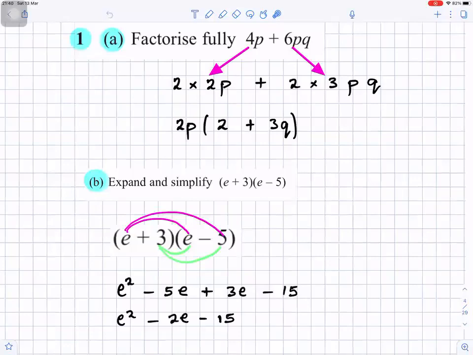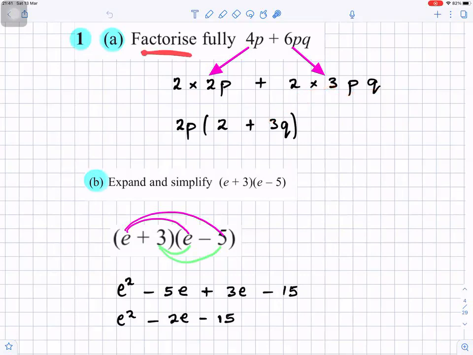For question number 1, to factorize fully, we can write 4 as 2 times 2 and write 6 as 3 times 2. And we look on the left term. There's 2 there and there's p there. And on the right side, there's 2 there and there's also p there. So that can come out of the bracket. And what is left for the first term is 2, the plus, and what's left is 3 and the q.